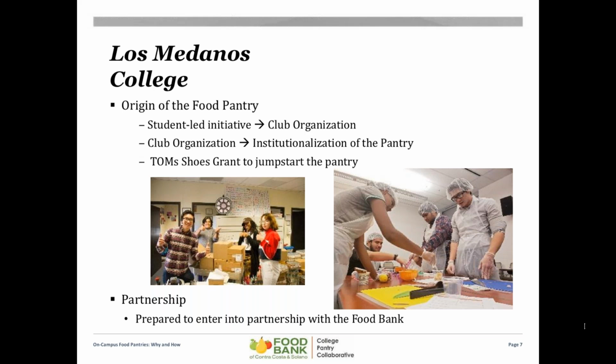One particular day during the planning process, something magical happened. Tom's Shoes heard about all the good news that we were doing, and they decided to generously offer $10,000 in grant money to jumpstart the food pantry. Because of their $10,000 grant, we were ready to enter a partnership with our local food bank, the Food Bank of Contra Costa and Solano, and also receive support from a consulting firm to efficiently operate our food pantry. At this point, I'd like to introduce Lester Olmsted Rose, the consultant who helped us with making our pantry the best it can be.